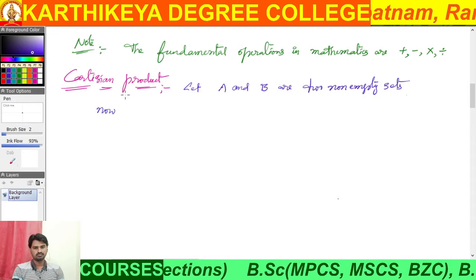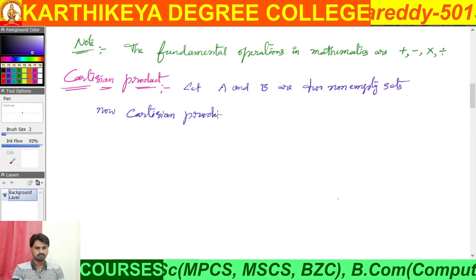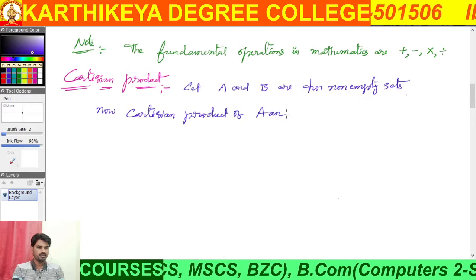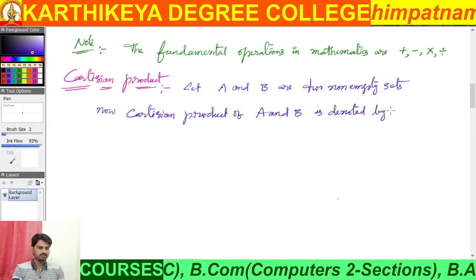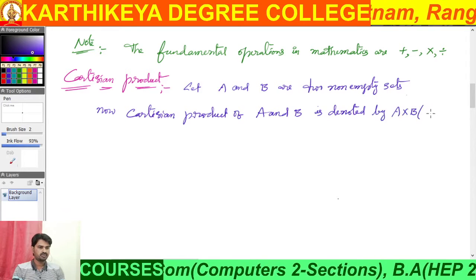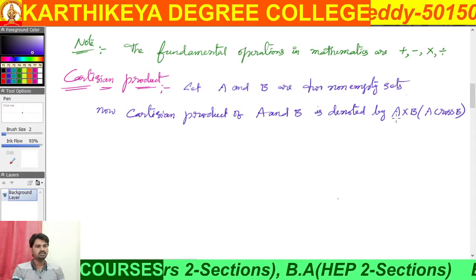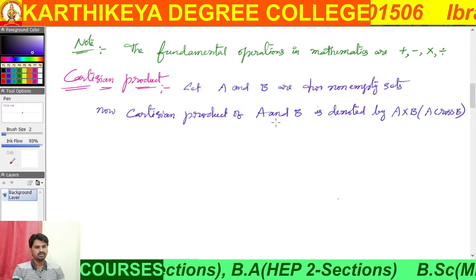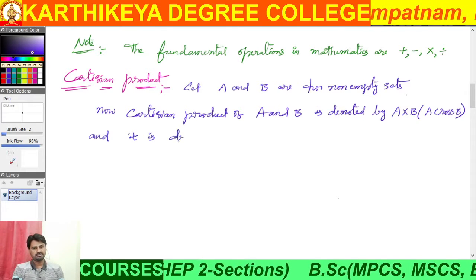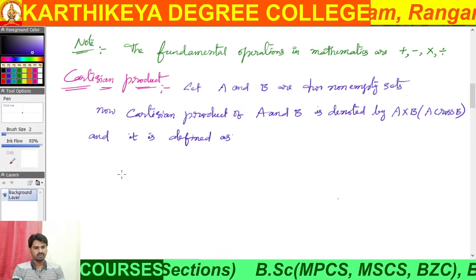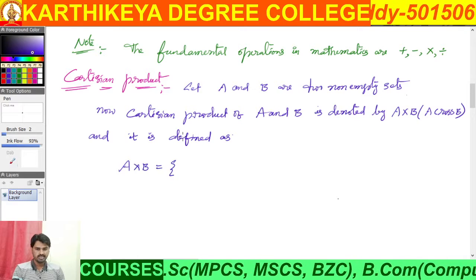Now the Cartesian product of A and B is denoted by A cross B. It is read as A cross B, not A into B. So the Cartesian product of A and B is denoted by A cross B, and it is defined as follows. A cross B is the set that contains all ordered pairs.